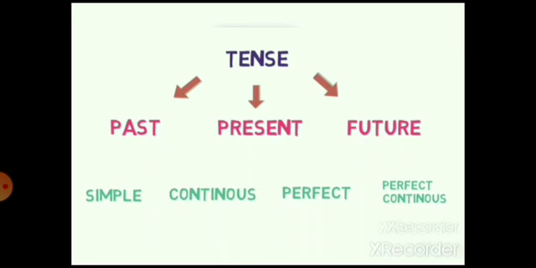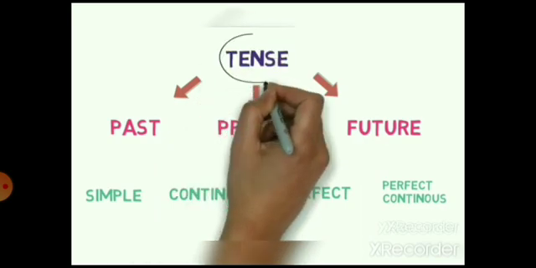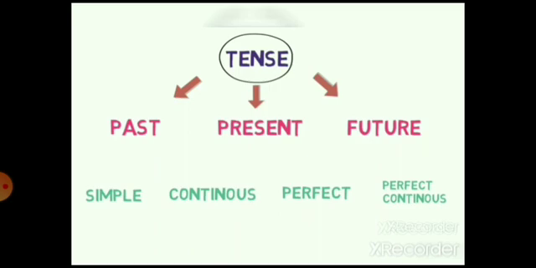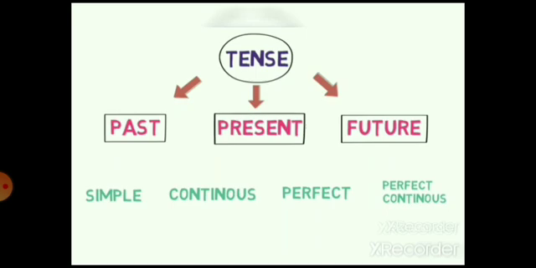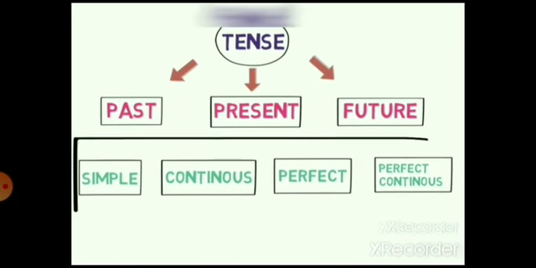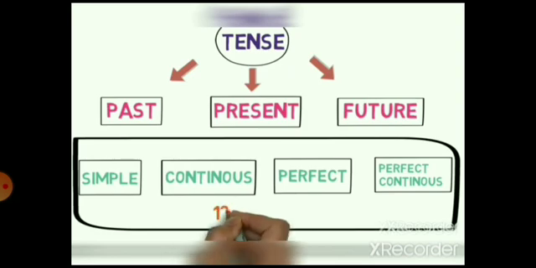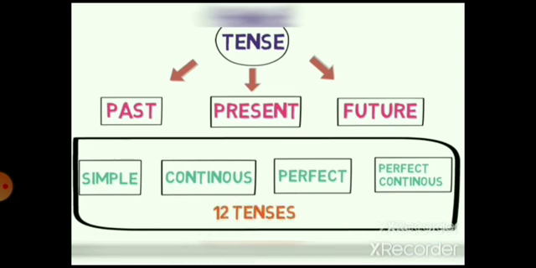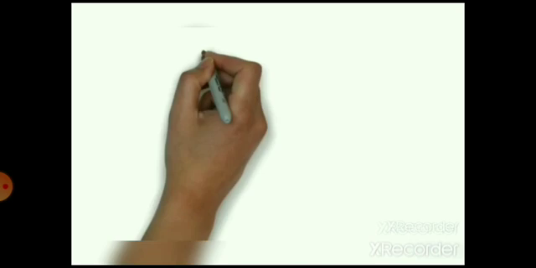We can consider it as a family tree. Grandfather tense has three children: past, present, and future, and each parent has four sons with the same names: simple, continuous, perfect, and perfect continuous. Combining them all, we get 12 siblings. We are going to learn each of them one at a time. Before that, we need to revise the forms of verbs.